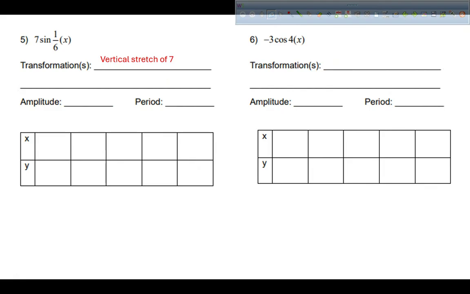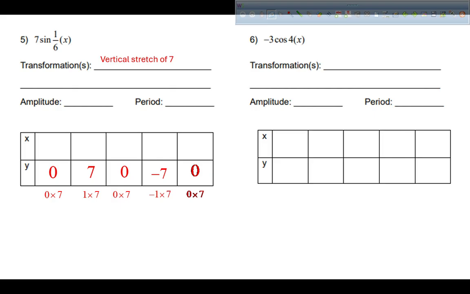I want to use the y values of the sine original function. So remember, the pattern is 1s and 0s, but the order is different for sine and cosine. So I am going to multiply the original sine values by 7. So the sine values are 0, 1, 0, negative 1, 0. So I'm multiplying them by 7. That's going to give me these y values. Anybody have questions on those y values?